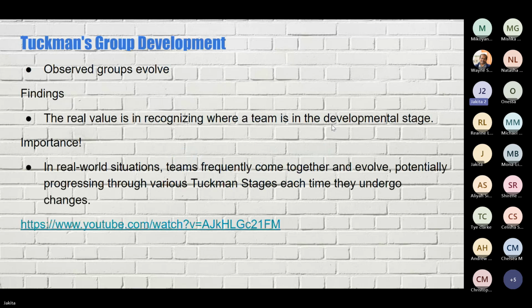Firstly, we will look at Tuckman's group development. What was observed is how groups evolve. One of the findings was that the real value is in recognizing where a team is in the developmental stage. So that's where the value lies when looking at a group as a whole. They develop through the initial development stages. In a real world situation, teams frequently come together and evolve, potentially progressing through various Tuckman stages. Each time they undergo changes.